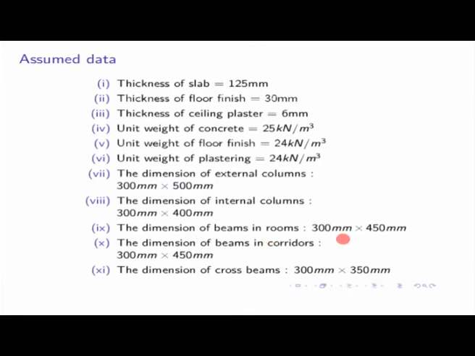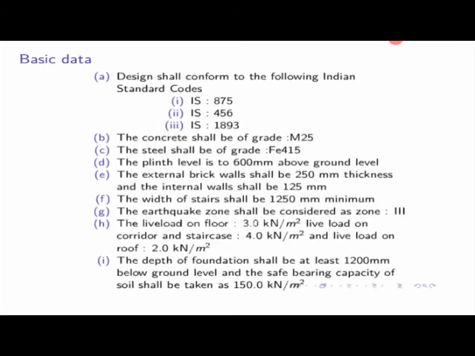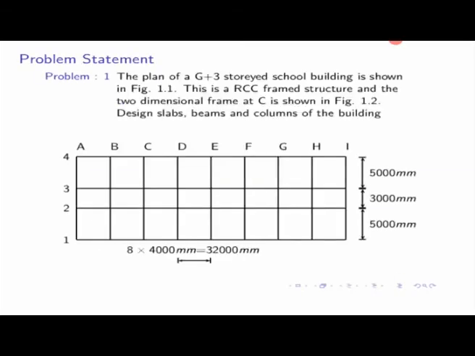Dimension of beams in rooms 300 mm into 450 mm. Dimension of beams in corridors, it may be different, but though I have considered the same, 300 mm into 450 mm. Dimension of cross beams 300 mm into 150. What is a cross beam? Okay, let us go back to that. So this is your cross beam.